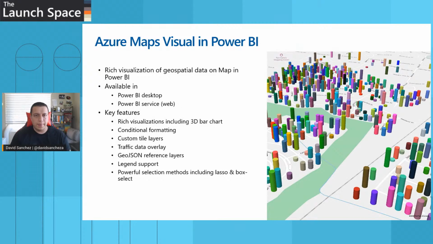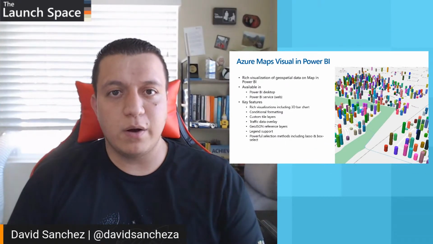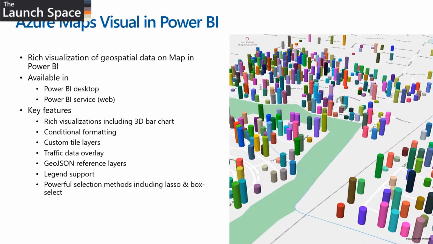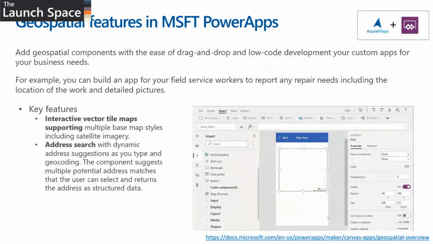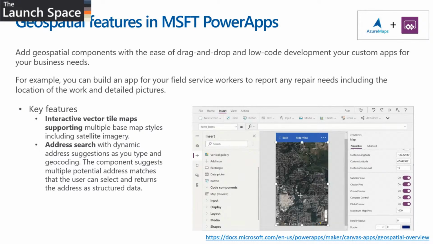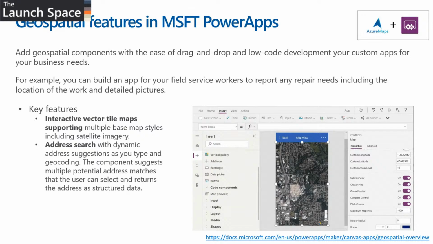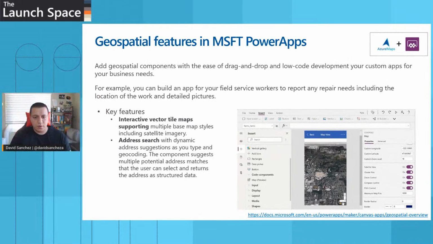Next, we have the visualization for Power BI. This is supported in Power BI Embedded, Power BI Web, which is basically the Power BI service, and Power BI Desktop as well. These are the set of controls that you can use to visualize data for Azure Maps inside of Power BI. We have support for geospatial features in Power Apps. So this is for low-code, no-code development. It's basically just drag and drop. You can create the same type of animations and styles that I just showed using the Power Apps studio.